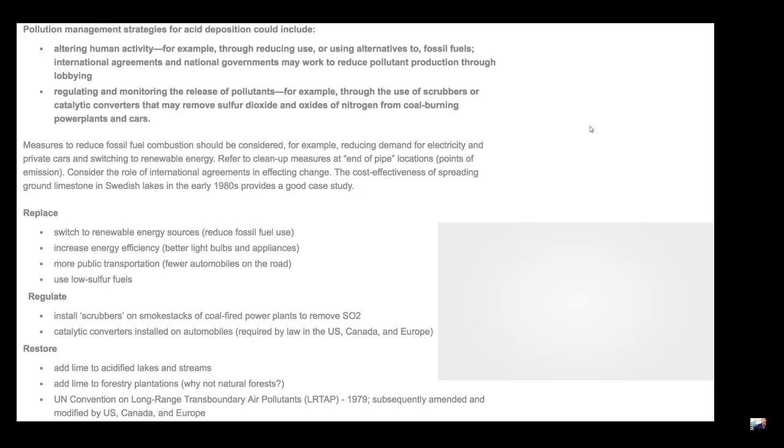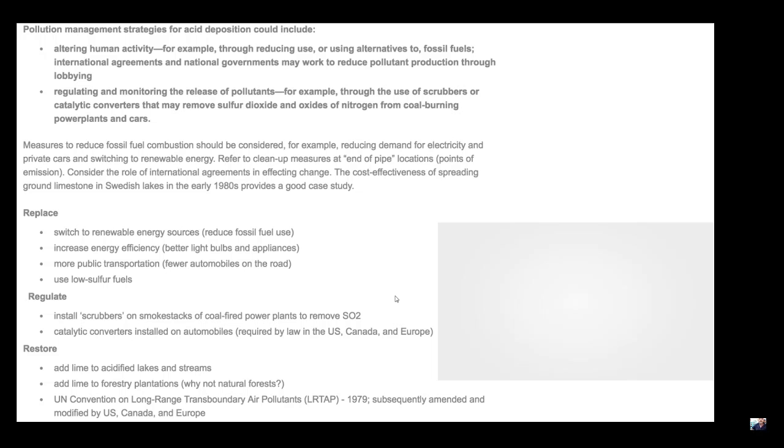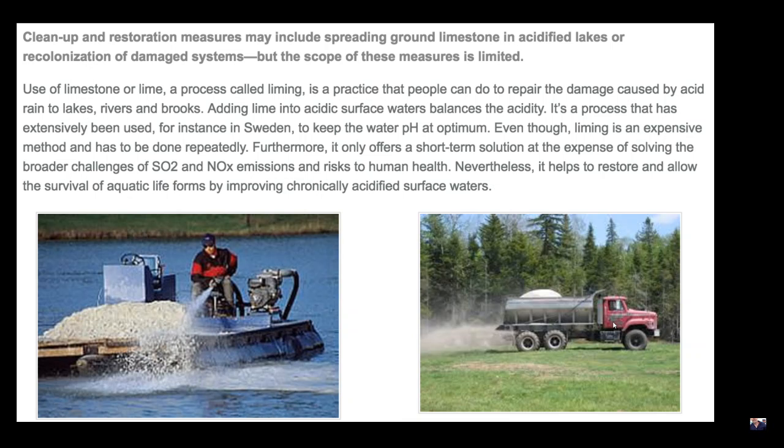Here's what we can do. We can add lime to acidified lakes and streams, as well as add lime to soil. Forestry plantations to get rid of some of the acidicness of it. And then, what is that last one? UN Convention on Long Range Transboundary Air Pollutants. 1970, sorry, I can't see it. My computer won't allow me to. Okay. Subsequently amended and modified by US, Canada, and Europe. So just coming up with legislation to have these cleanup acts to revitalize these areas that have been affected by acid rain or acid soil.